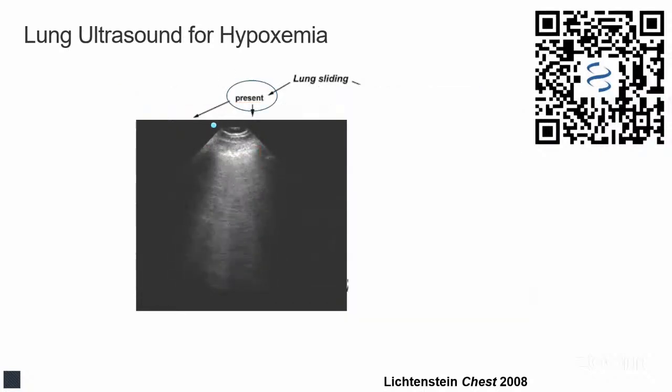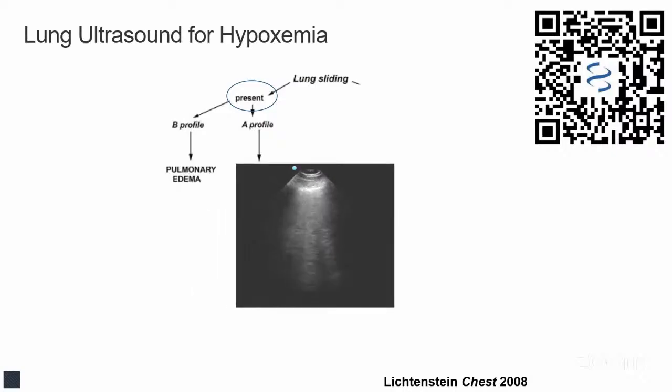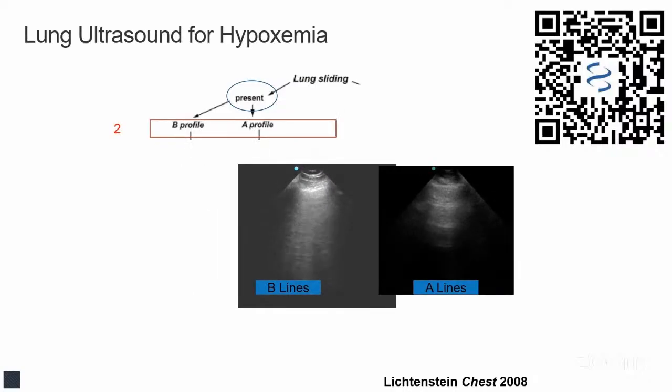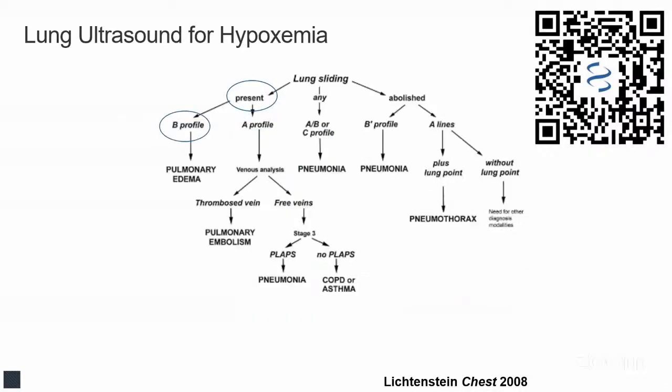So, since we know lung sliding is present, the next thing we have to ask is, is there an A profile diffusely or a B profile diffusely? And if you look at the same clip that we were evaluating before, you can see that there are B lines in comparison to the A lines highlighted, the blue arrow pointing to the pleura, the black arrow pointing to the A lines, both here and the B lines in this other clip. So based on the clip that I just showed you, with a present lung sliding and a diffuse B line profile, we would say that this patient most likely has pulmonary edema.